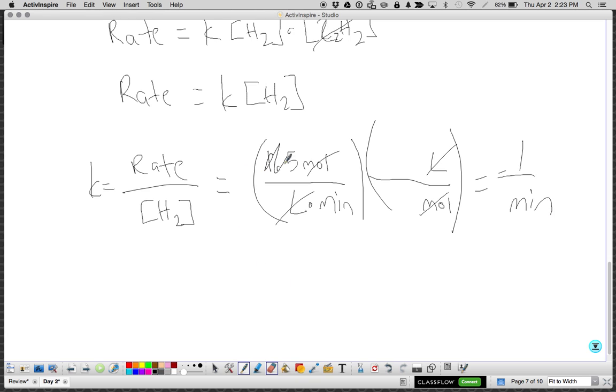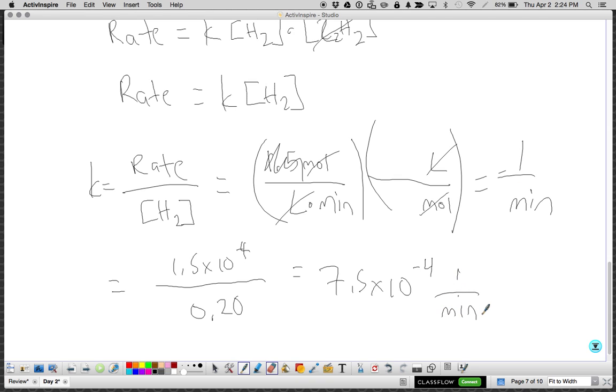Now if I plug in numbers, 1.5 times 10 to the minus 4 divided by the concentration of H2, which is 0.20, and I plug that into my calculator, I get 7.5 times 10 to the minus 4. My unit is 1 over minutes. Good job.